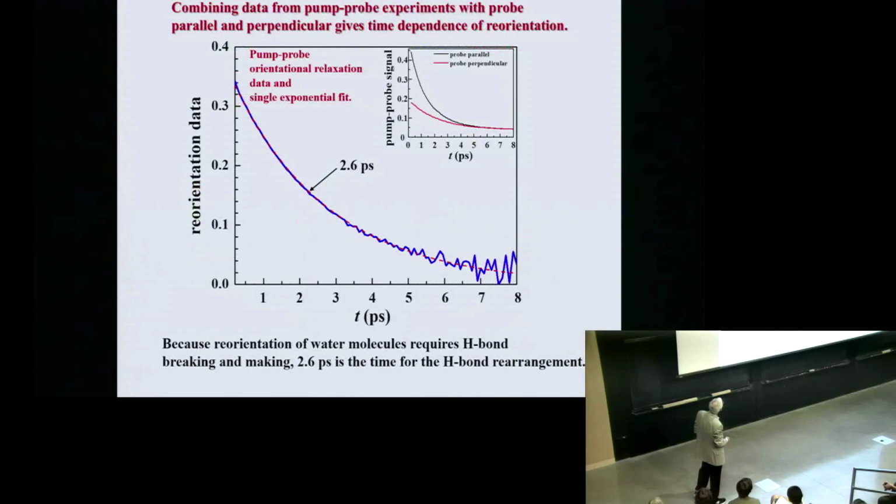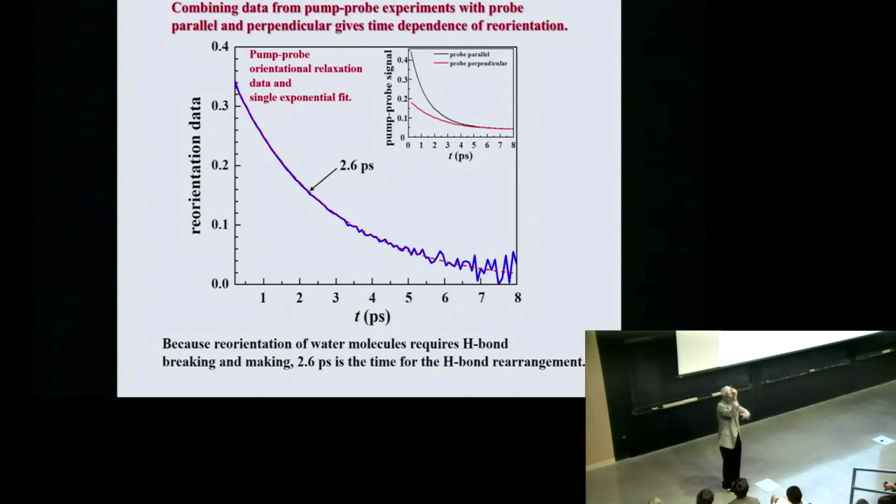Okay, so here it is. You make these two measurements, and you combine the data with a well-known formula, and here's what you get. The blue stuff is the data, the dashed line is an exponential fit, and what you get is 2.6 picoseconds. So this 2.6 picoseconds is the time for hydrogen molecules to rotate.